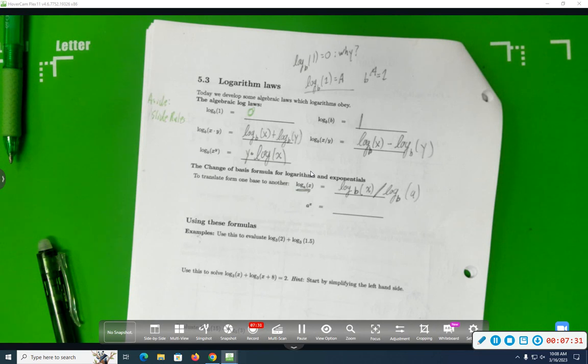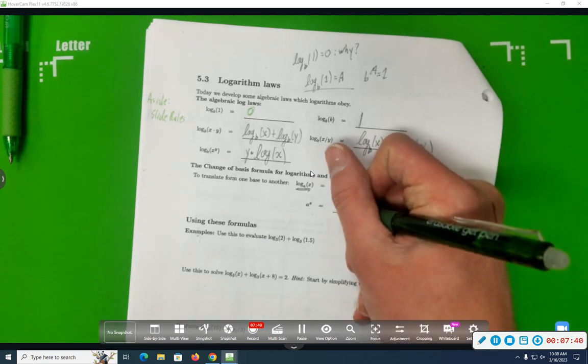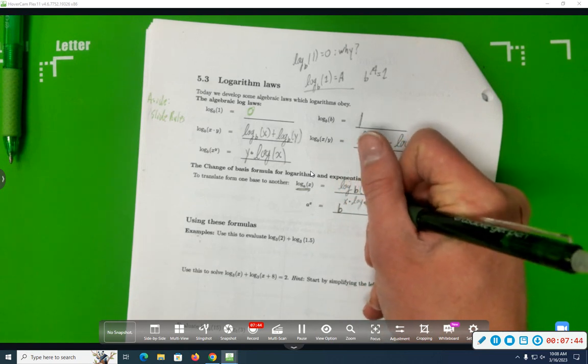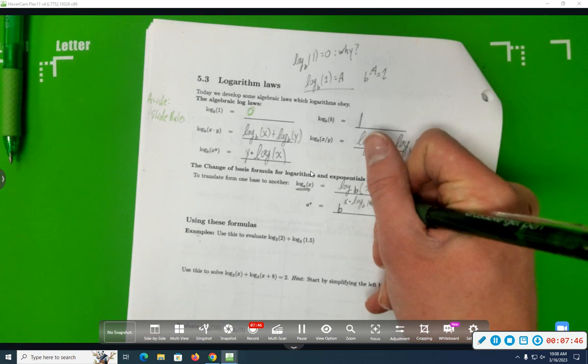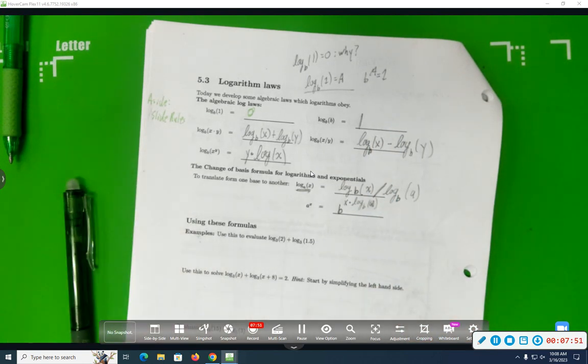You can also express any exponentiation in terms of an exponential you would perform. A to the x is the exact same thing as b to the x times the log base b of a. Let's do the same color coding. A to the x is equal to b to the x times log base b of a.